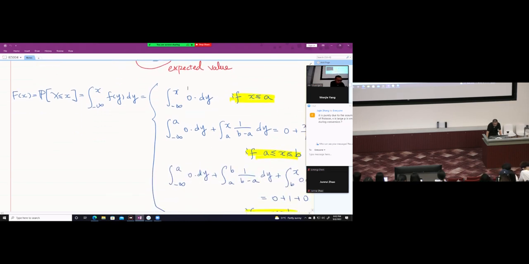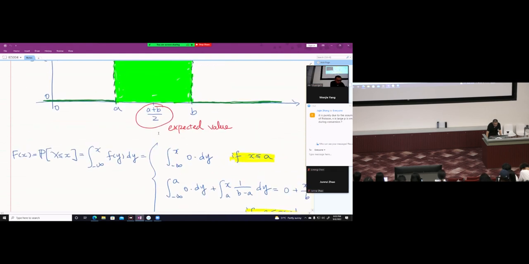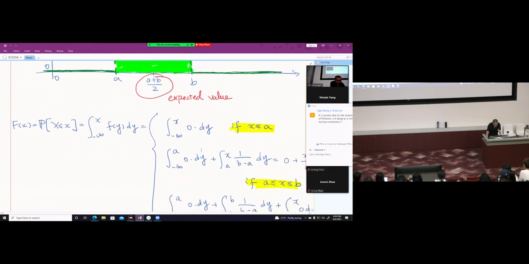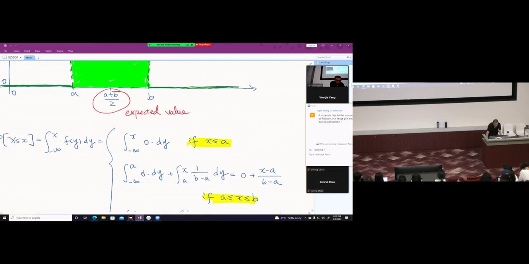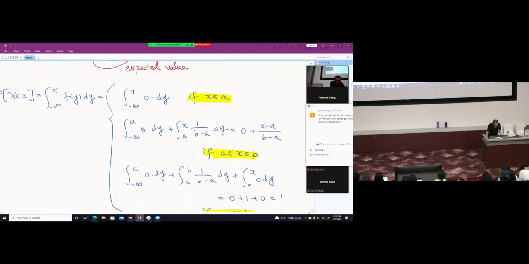And if x is within the interval between a and b, first we need to take the integral from minus infinity to a, because over this interval the density is 0. And then from a to x, the density is 1 over b minus a, right? The first integral is 0, and the second integral, because it's a constant, you take it out, then it's x minus a over b minus a. So it is like this.